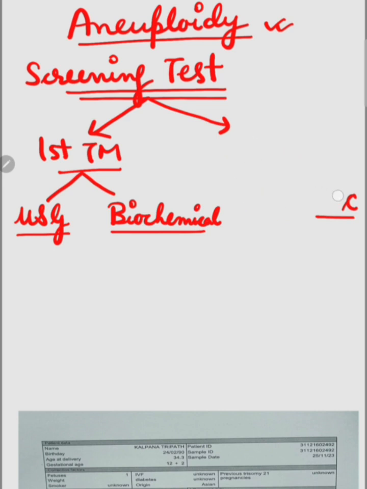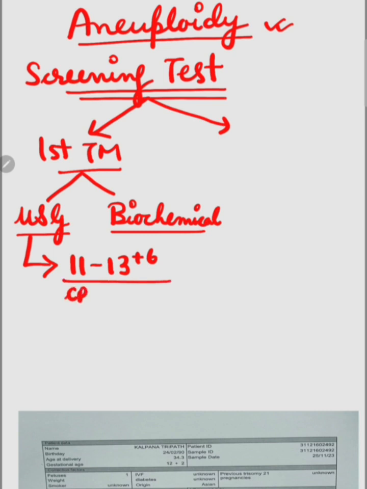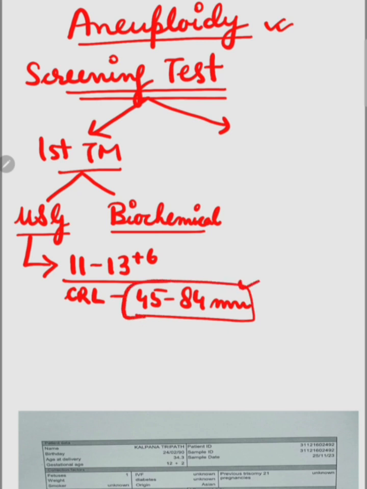Coming in detail to the first trimester. When you get an ultrasound done for aneuploidy, always advise the mother to get it done between 11 to 13 plus 6 weeks. This is because the crown rump length of the baby is between 45 to 84 mm at that time, and this crown rump length is very much necessary because it is at this point that all the aneuploidies are best picked up. So always advise mothers to get an ultrasound done between 11 to 13 plus 6 weeks.